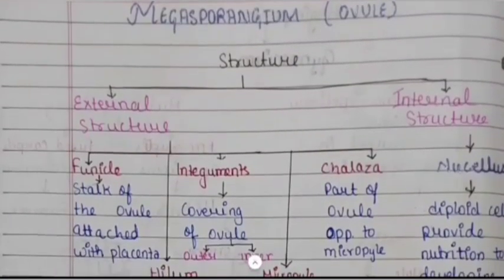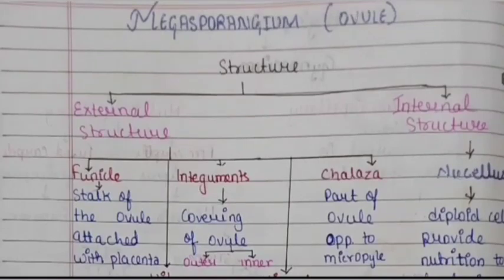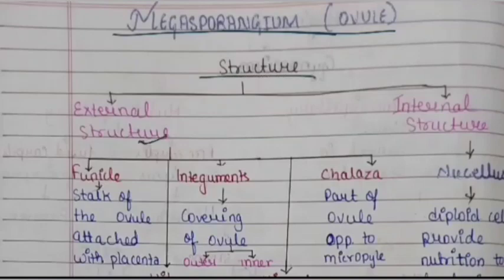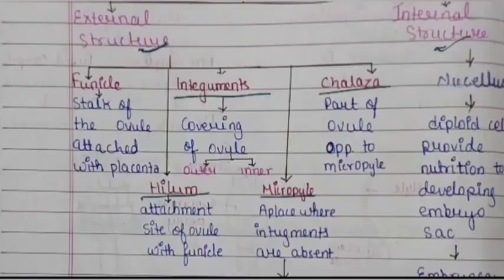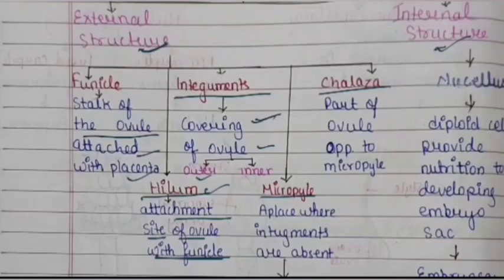Now we'll talk about the ovule or megasporangium. This is our topic. Its structure is divided into two parts, that is external and internal. Funicle is the stalk of the ovule attached to the placenta. Then coming to hilum, it is the attachment site of the ovule with the funicle. Now integuments are the covering of the ovule, which is further divided into two parts, outer integument and inner integument.